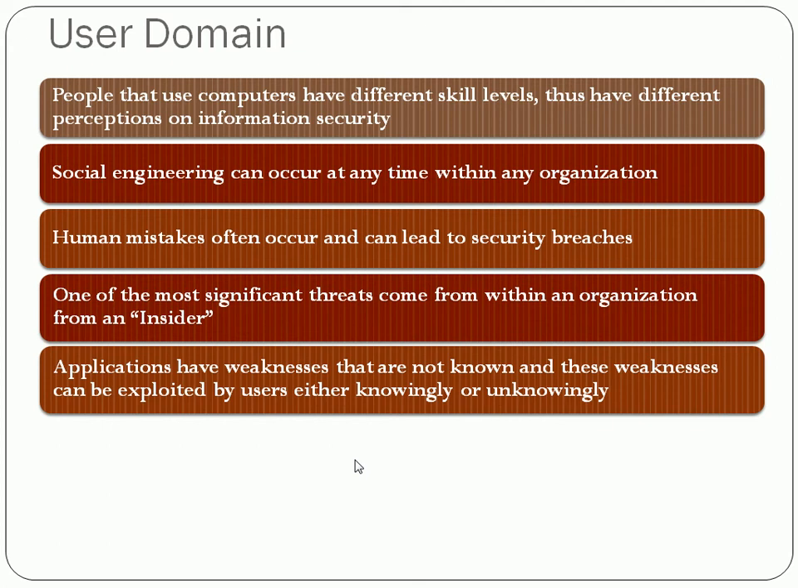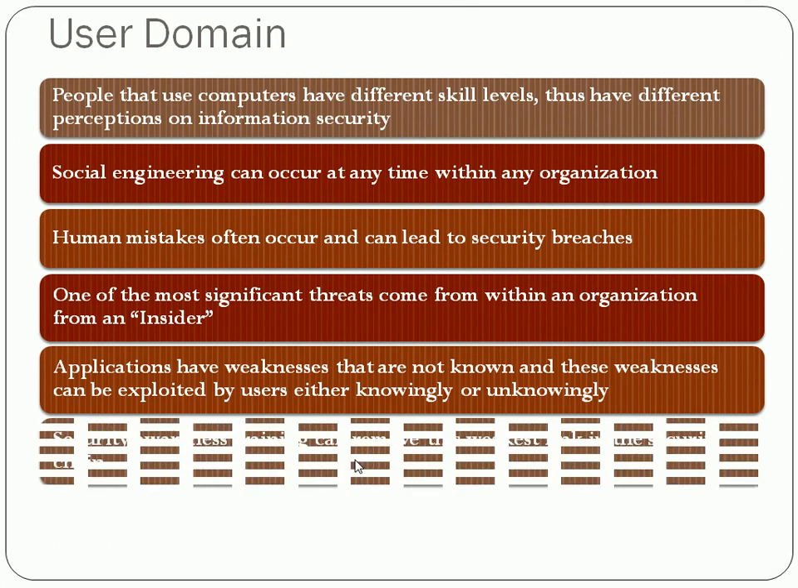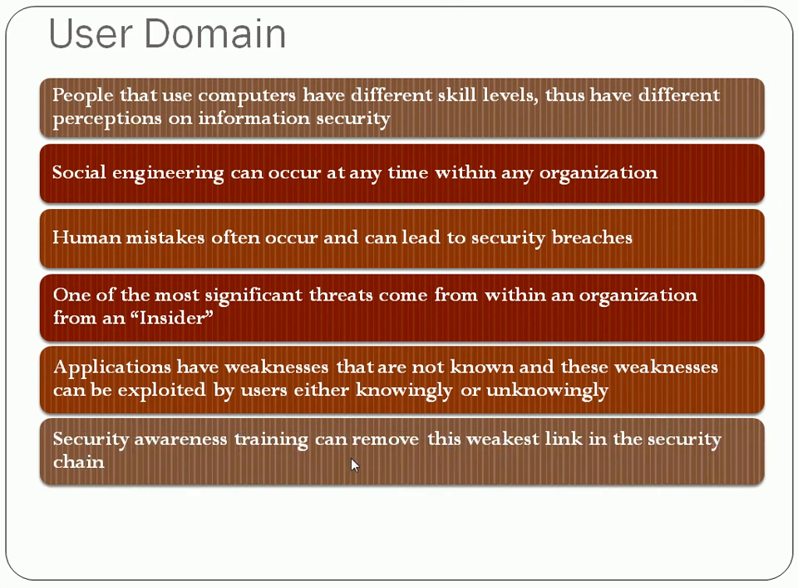Applications have weaknesses that are not known, and these weaknesses can be exploited by users either knowingly or unknowingly. So we can have weaknesses in applications. So again, we talk about this layering approach. If users know they're not supposed to do something, maybe that will help steer them in the right direction, point their nose in the right direction to not try to do the wrong thing with applications that might allow them to do something stupid or something wrong or something illegal and so forth. We talk about security awareness training that hopefully can remove this weak link in the security chain.